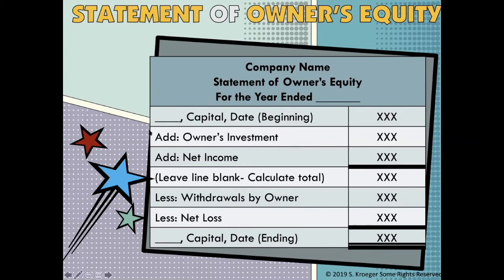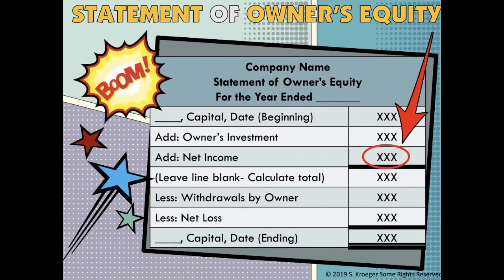You do your additions first. You would add any new investments from the owner during this time period if there were any. Next, you would add net income if there was any. This amount is the net income from the income statement, which is why you prepare the income statement first. Total these numbers. Next, you would do your subtractions. If the owner withdrew any money from the business for personal use, that amount would go here. If there was a net loss instead of net income, that would go here as well.